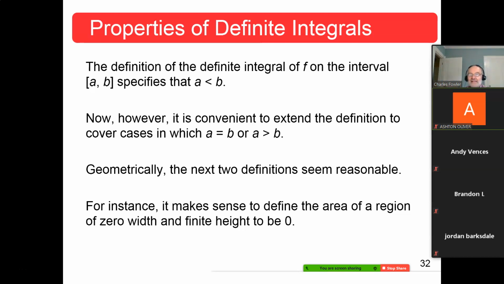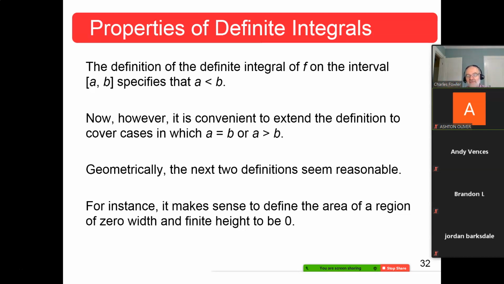Okay? Now, however, it's convenient to extend the definition to cover cases where, what if a was equal to b? Well, if you picture that, it's not much of an area. Okay, we'll get there. But what happens if a is over here and b is here? How are we going to do that?